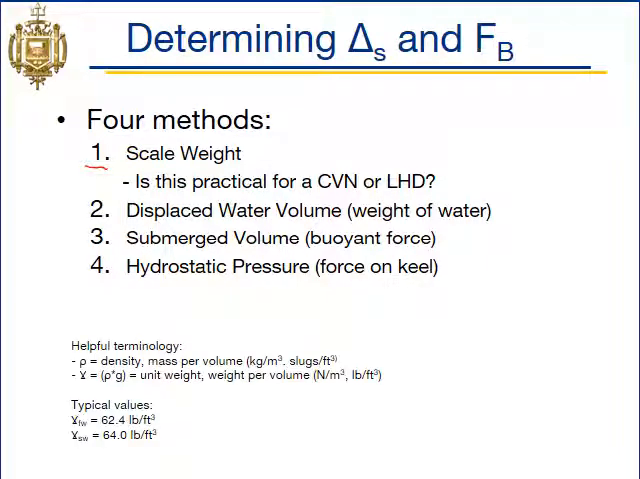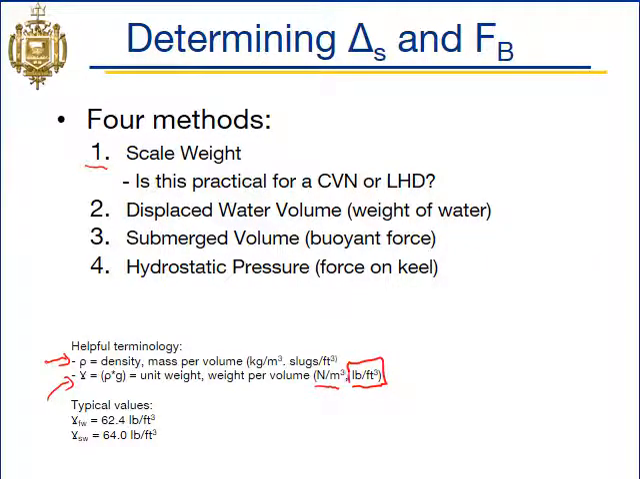So some helpful terminology before we get to that. This symbol here is called rho, right? Rho is density, and density is mass per volume. Some typical units of density are kilograms per cubic meter or slugs per cubic foot. And this other one here, that is gamma. Gamma is unit weight, and unit weight is equal to density times the gravitational constant, and that gives you weight per volume. Typical units are newtons per cubic meter or pounds per cubic foot.